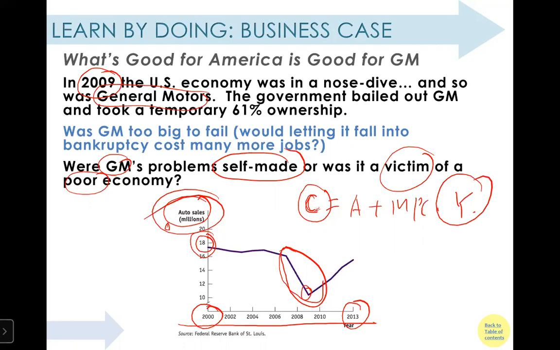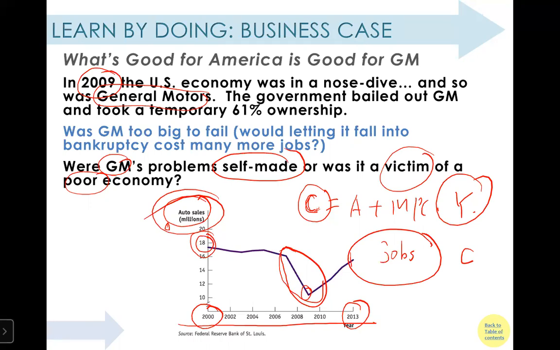And then they reason further. By rescuing GM, we save jobs, jobs in that sector. The saved jobs are going to boost spending. So this is going to create a virtuous cycle instead of a vicious cycle.